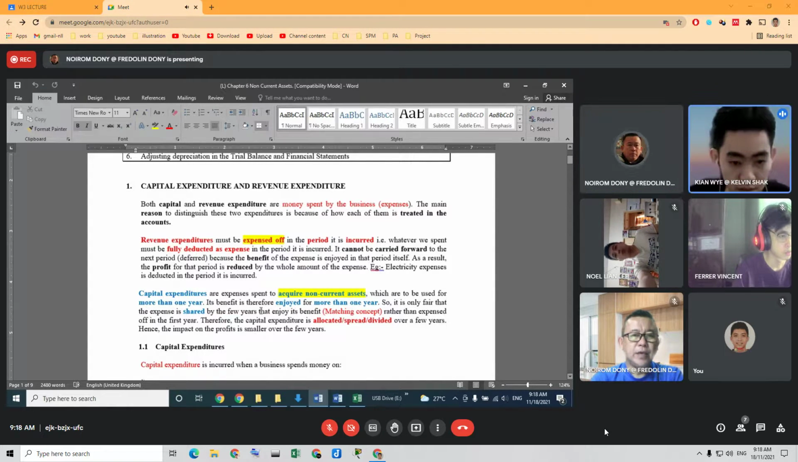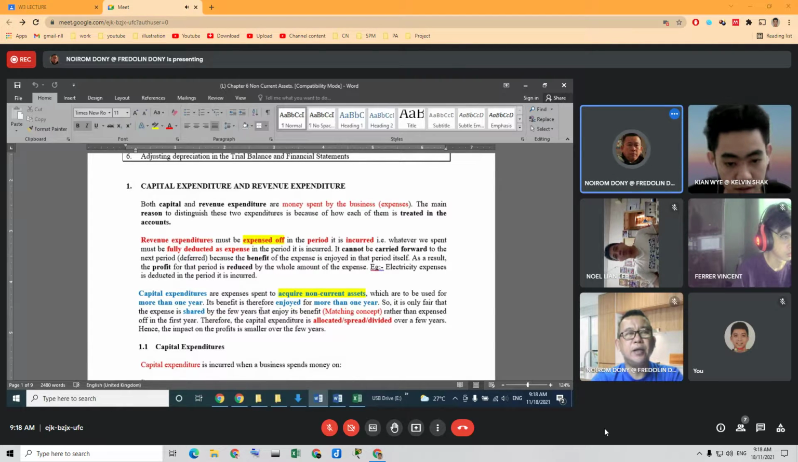The capital example is like what? Buying the motor vehicle, buying the lorry, the bicycle, the motorcycle, buying the building, furniture, office equipment. As long as it lasts more than 1 year, yes. As long as you can use more than 1 year, that is considered as capital expenditure.